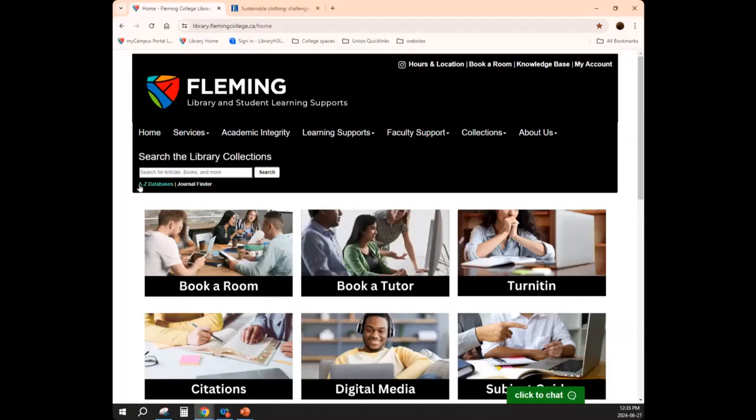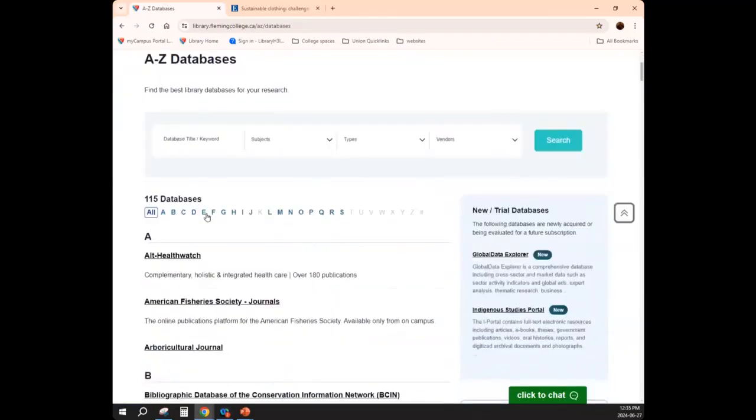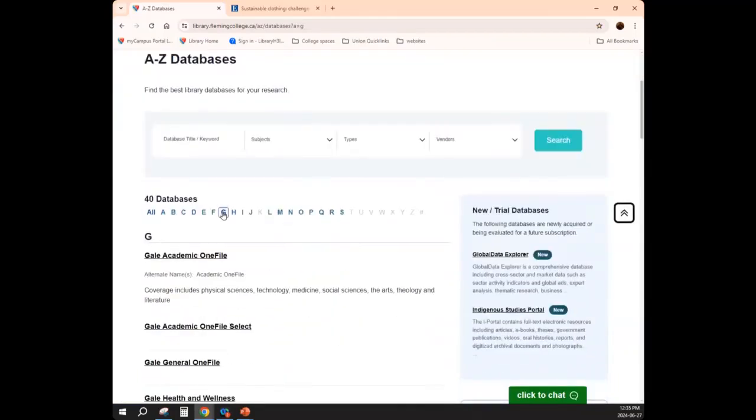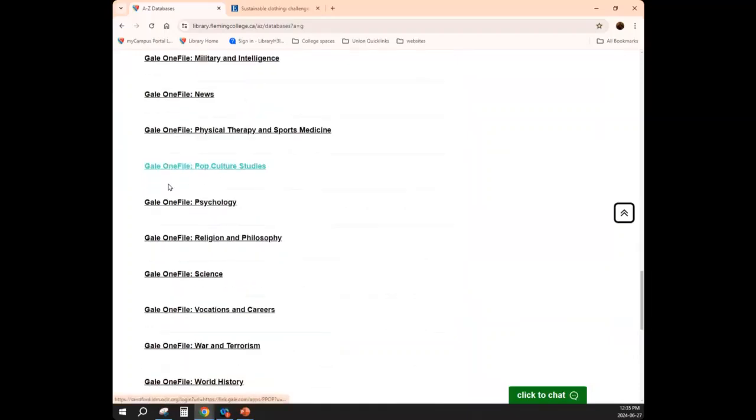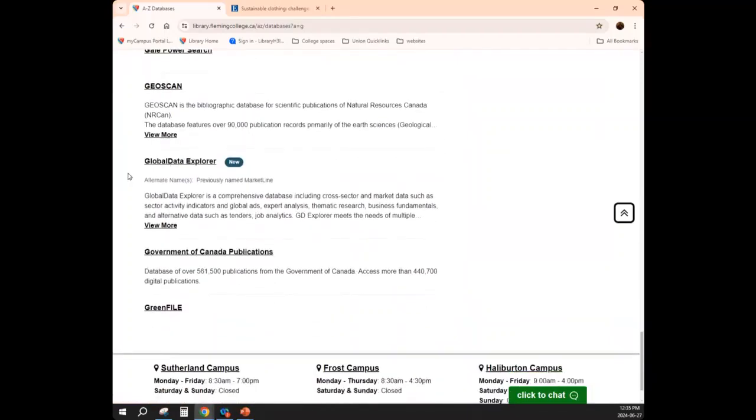So let's find it this way, A to Z databases again, but this time I'm going to go to G for Global Data Explorer. And there's a whole bunch of Gale ones that I'm going to just scroll really fast, hopefully. And then finally I got there, Global Data Explorer.